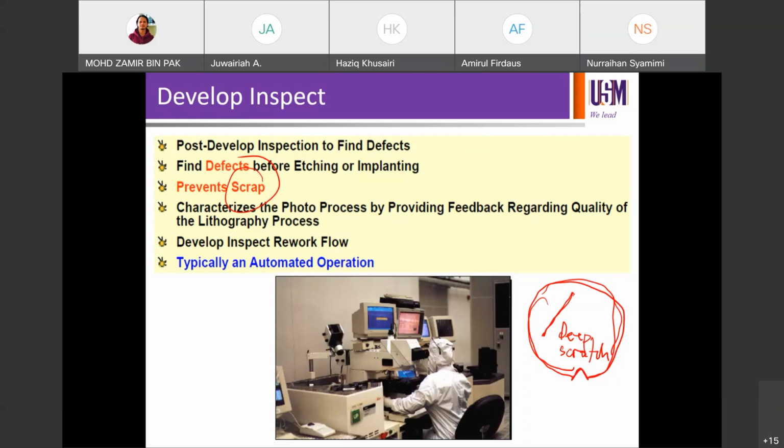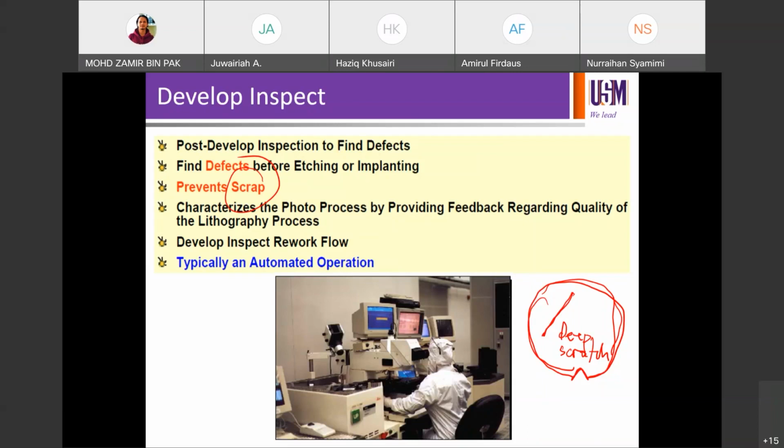But if the scratch is already there, ataupun dia tak perasan sebelum CED, ataupun it's still there but introduced somewhere within the CED process, then most likely the wafers need to be scrapped. Okay, so it really depends on the troubleshooting. Maksudnya waktu ni tak ada, there is no single guideline that says the wafers need to be scrapped or just rework. It really depends on the nature of the defects.